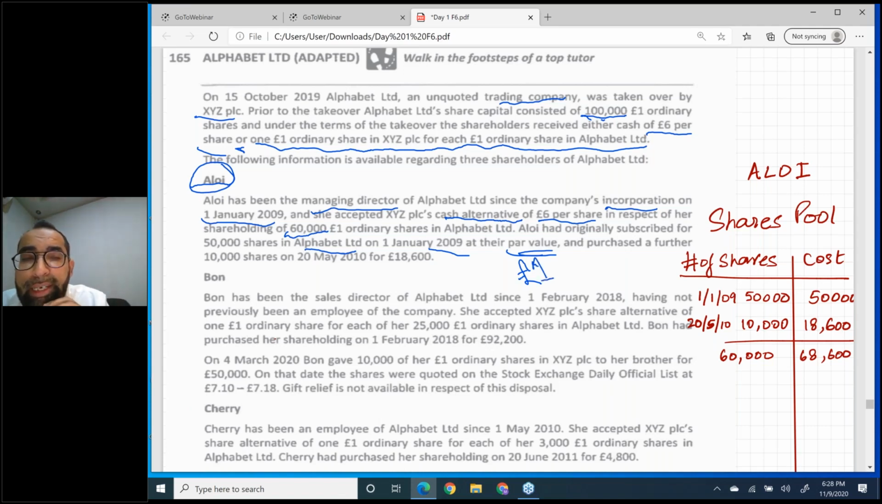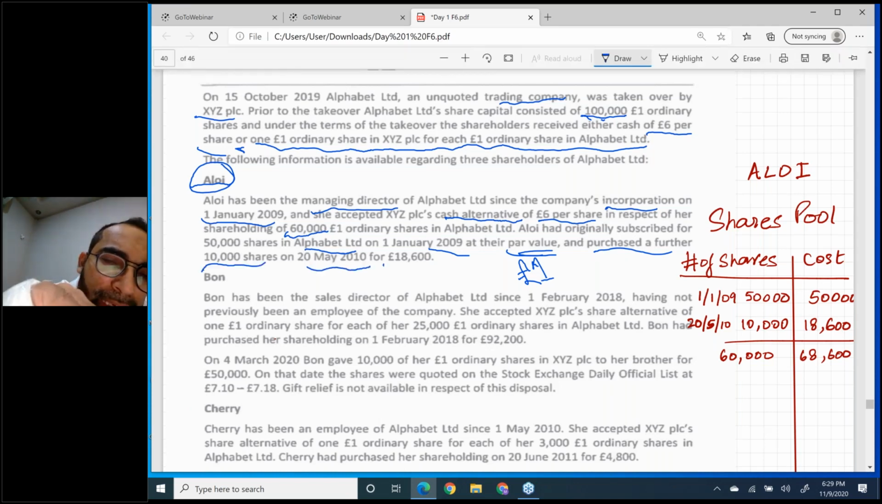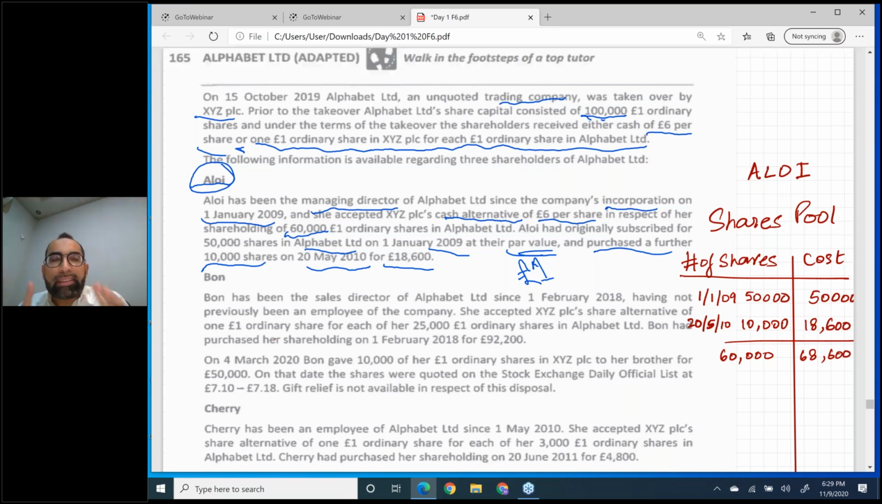So originally this lady bought 50,000 shares for £1 each. So what is the cost? 50,000 multiplied by 1 is 50,000, and she purchased a further 10,000 shares on 20th May 2010 for £18,600. Now hold on, please go slow. These are the same company and same class of shares. Same company and same class of shares are indistinguishable, and they are added in the pool.